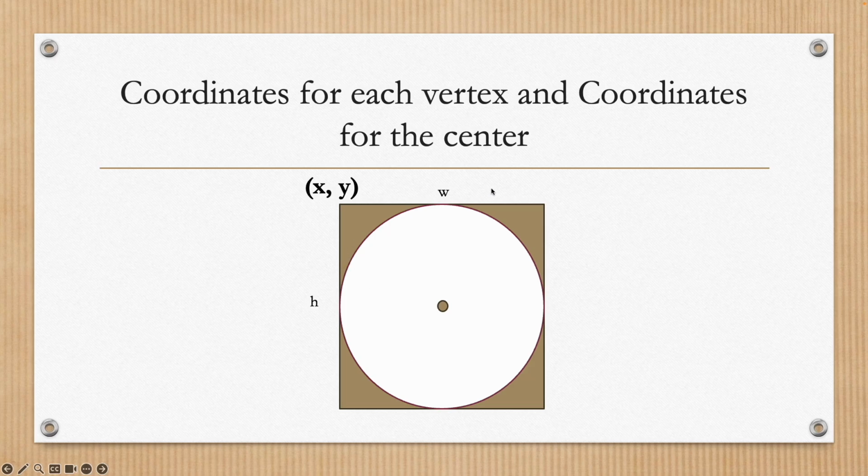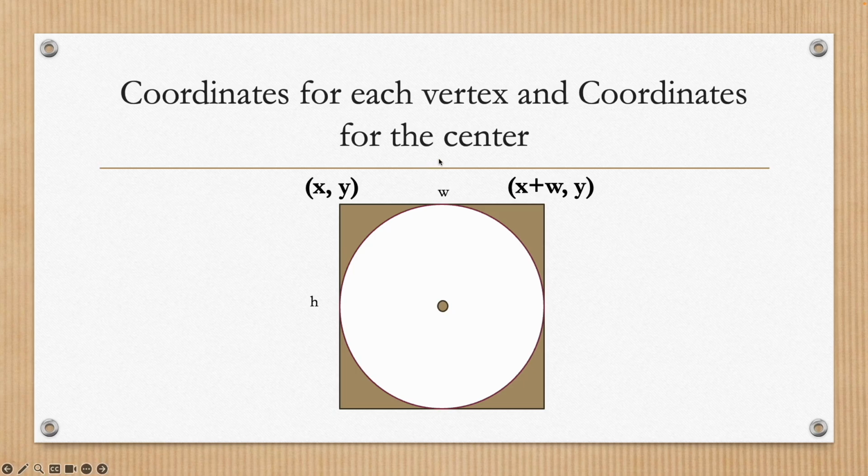Our goal is to find the location of the other vertices as well as the center for the oval. If you're given these three pieces of information, you should still be able to find the location of other vertices. So for example, the one on the upper right corner should be x plus w, comma y, because simply what you're doing is moving w units to the right from the x location. So basically you're adding w to x. X represents the horizontal location.